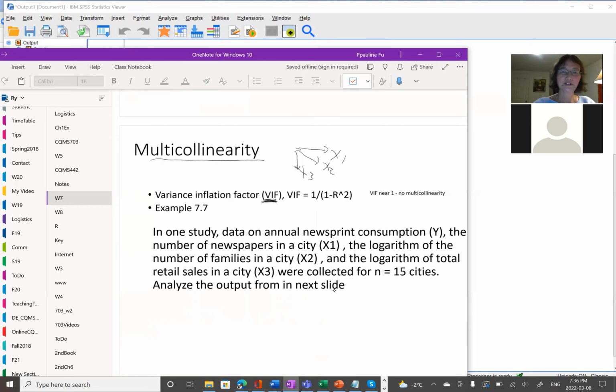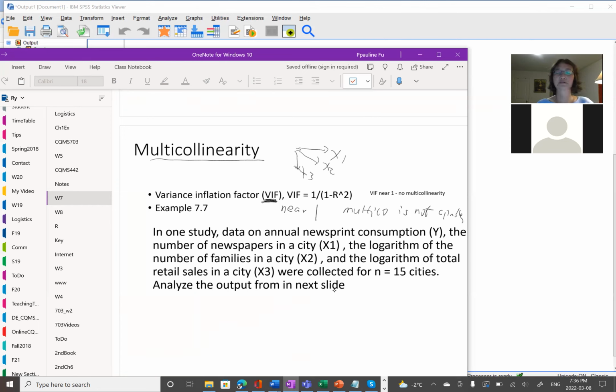If this value is very close to 1, it suggests multicollinearity is not a problem. The reason is that when VIF is almost equal to 1, R squared must be close to 0. So multicollinearity is not a problem. That is this concept. Next, let's look at the example.